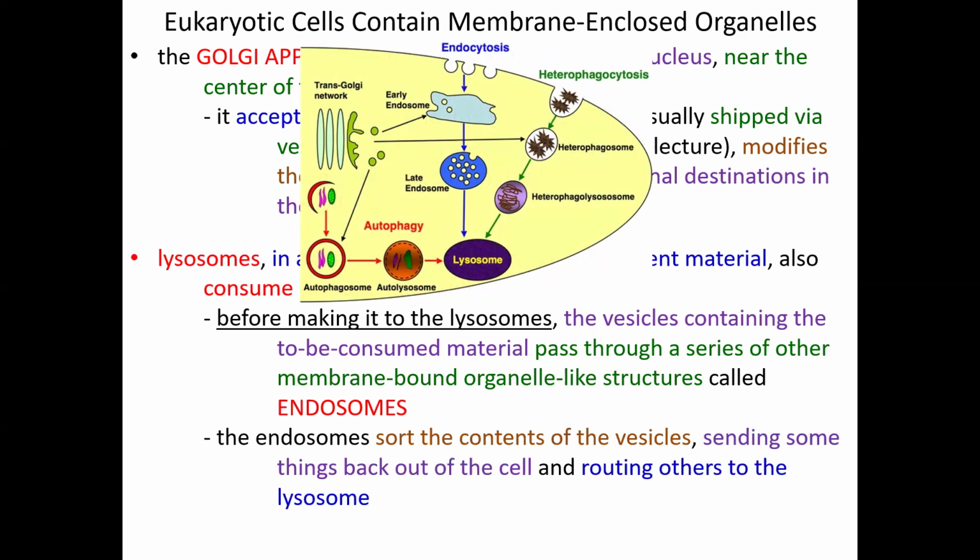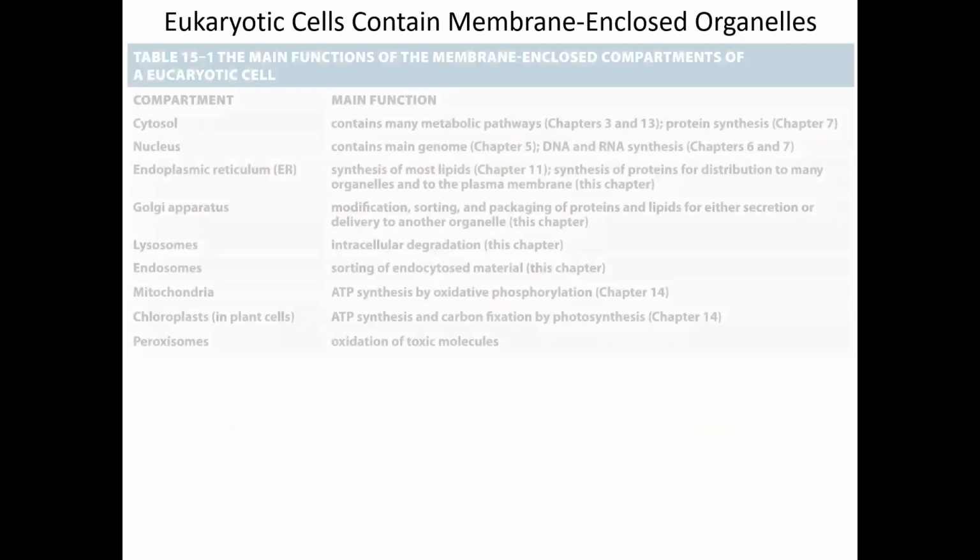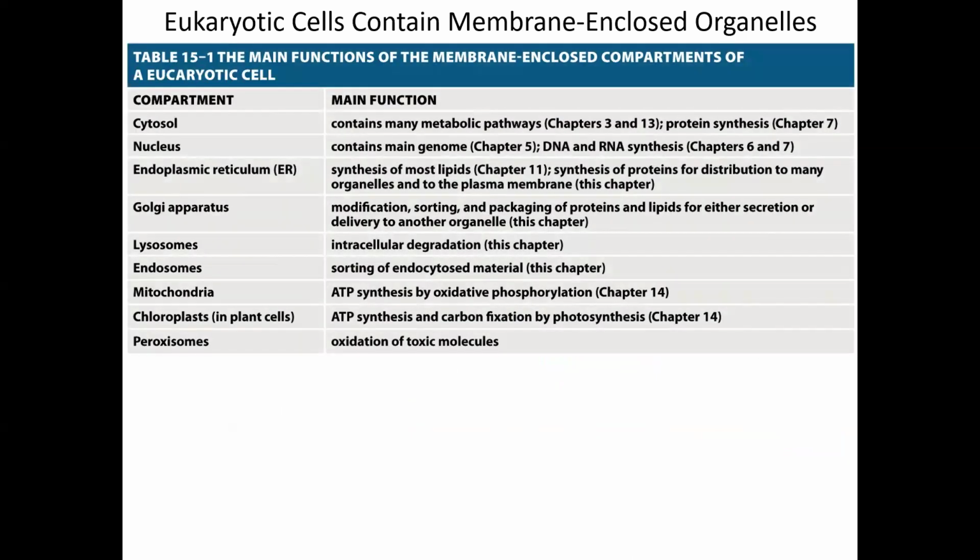The endosomes also sort the contents of the vesicle, making sure that things are digestible. If there's material in the vesicle that can't be digested in the lysosome, it's going to be sent back to the cell membrane to simply be dumped into the extracellular space. So waste will be routed outside the cell, digestible material will be routed towards a lysosome, and so there's a lot of monitoring and sorting that occurs through these endosomes as molecules make their way to either the lysosome or recycled back out.